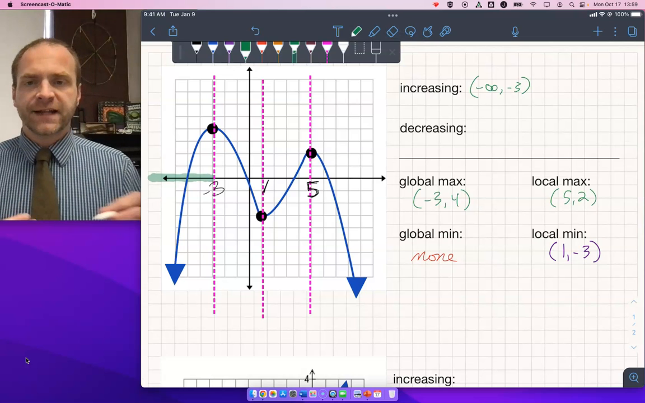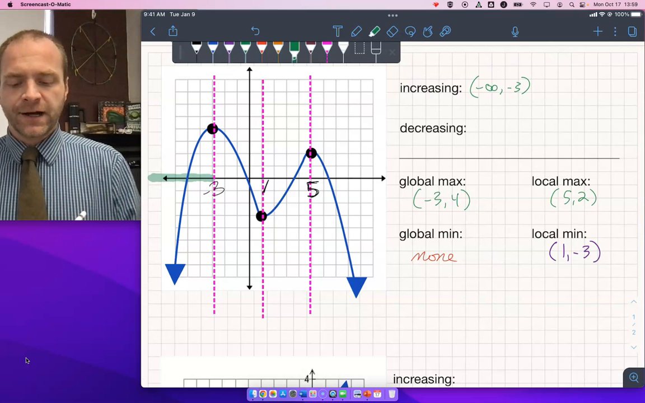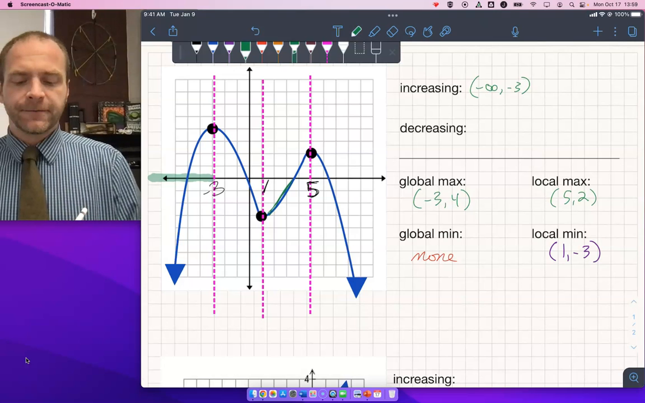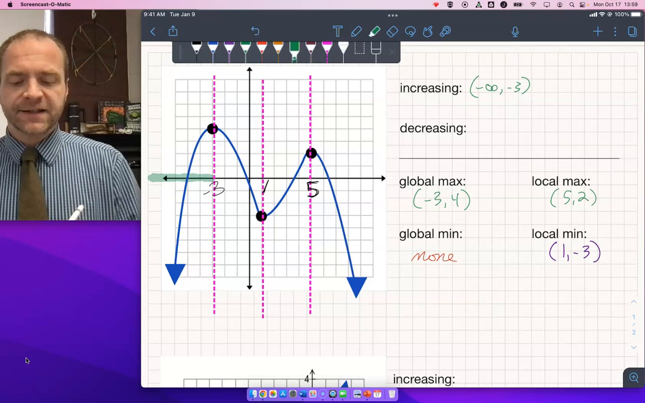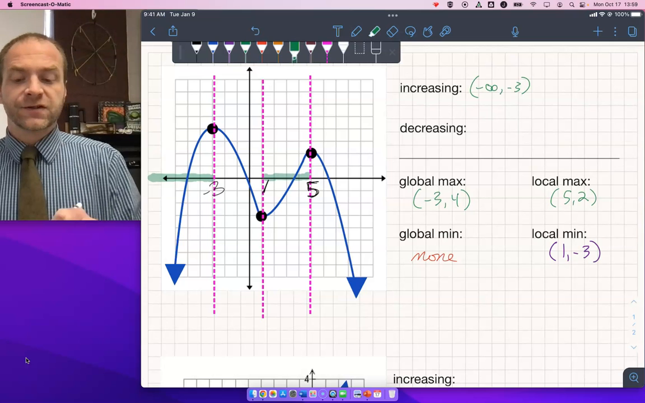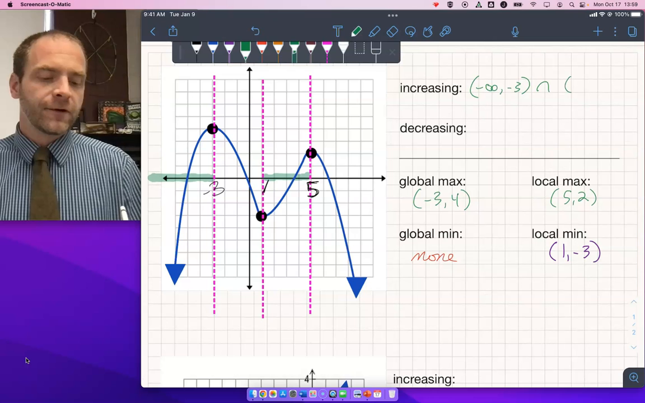Where else is it increasing? Well, it looks like it's going up over in this area. It's increasing between 1 and 5. I can see it's increasing from 1 to 5 in that region. So I'm going to say, and from 1 to 5.